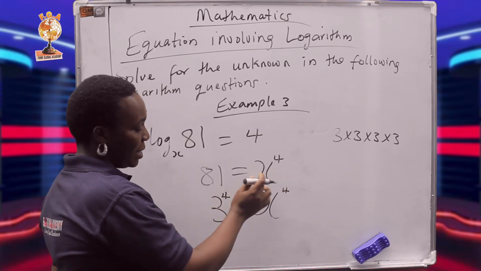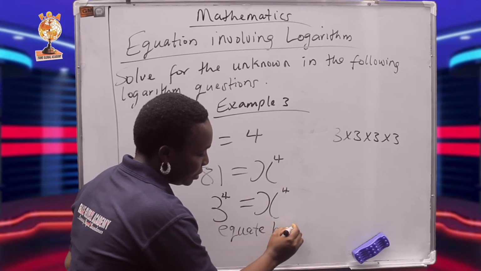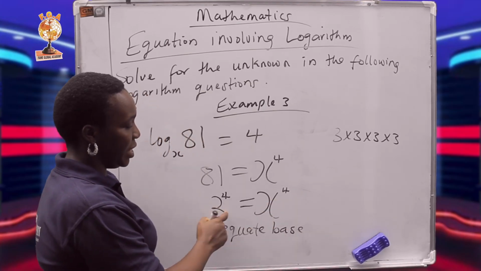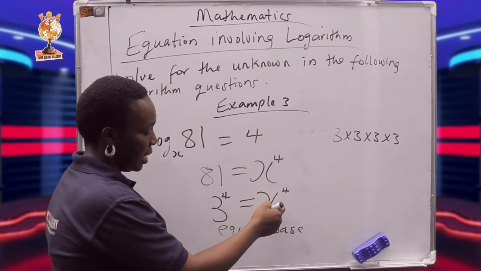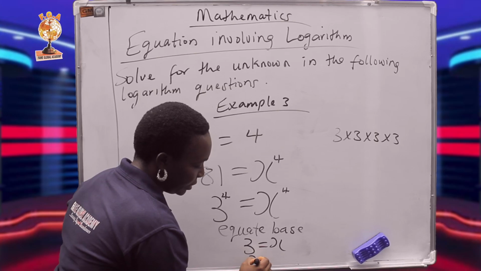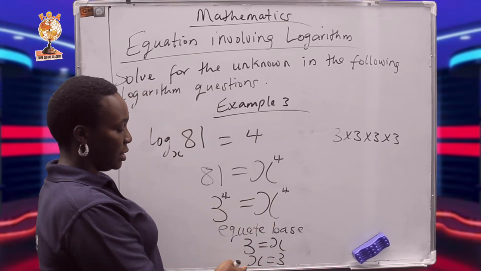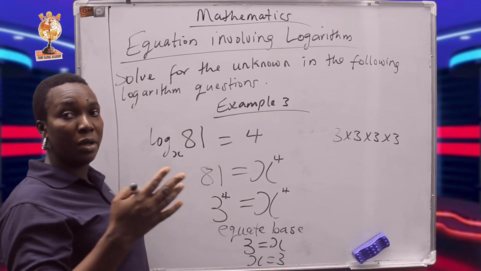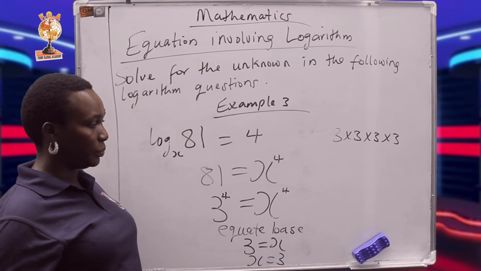So if the two powers are the same, you say what? Equate base. And what is our base? 3 and x. And remember, this is the base we are looking for, which is what? x. So you say 3 is equal to x, or x is equal to 3. It means the same thing. If you say 3 is equal to x, it also means that x is equal to 3. So our final answer, x is equal to 3.